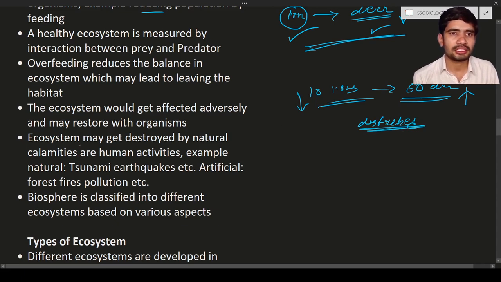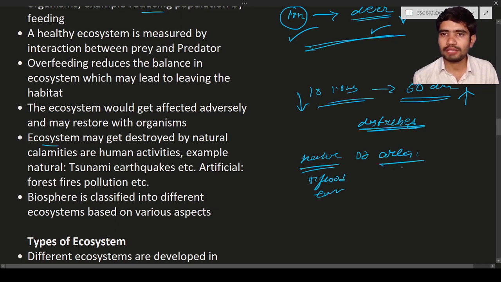Okay, so sometimes the ecosystem may get destroyed by natural or artificial calamities. Natural means, for example, tsunamis, floods or earthquakes. Artificial is nothing but forest fires. Some people will set fire to the forest, that is known as artificial. Or they are going to increase the pollution. So these are artificial. Such natural or artificial calamities are going to have a deadly effect on the organisms.